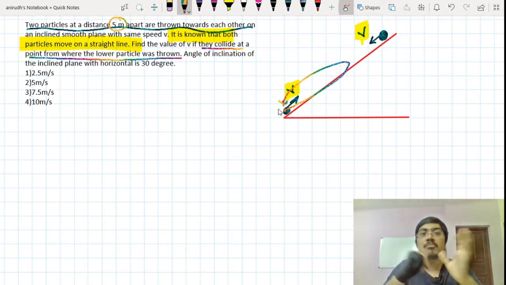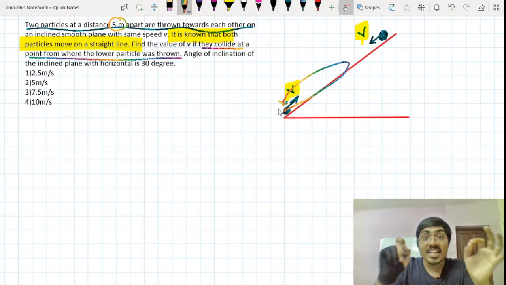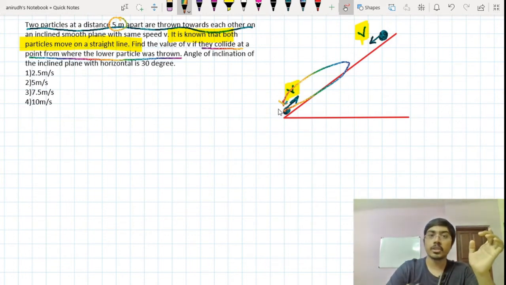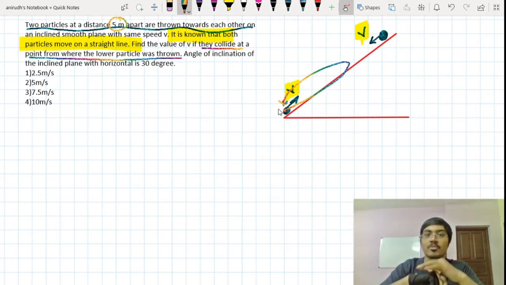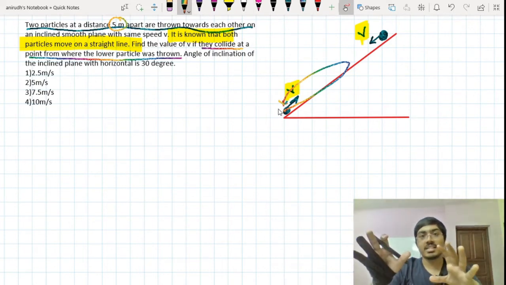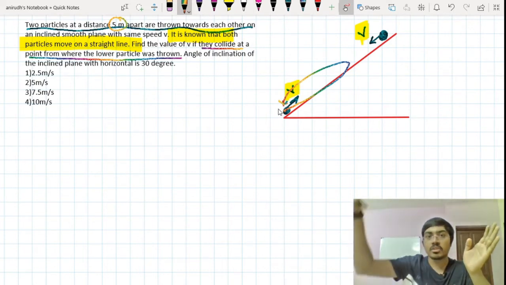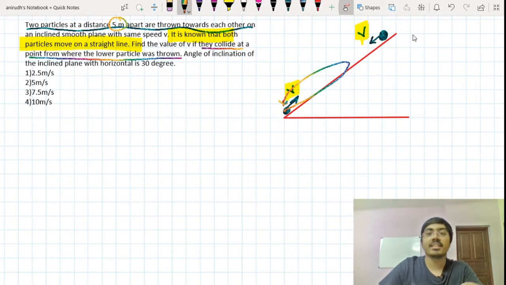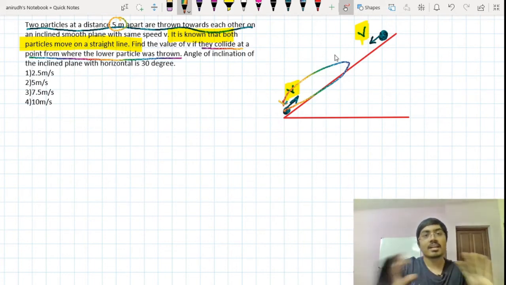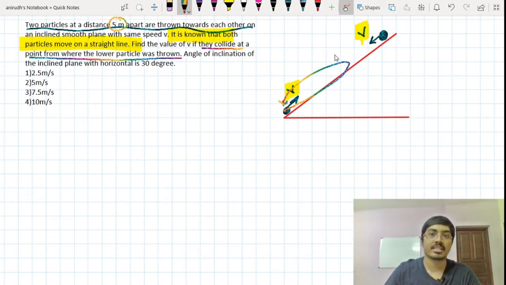So what is the time of collision in this question? The time of collision in this question is the time taken by the lower particle to go up and come down. Is it? Yes, it is. So the time of collision is the time taken by the lower particle to come down, and when it reached over here, the upper particle is coming and colliding with it. So this is the catch in this question. If you can crack this, then there is nothing difficult in this question.